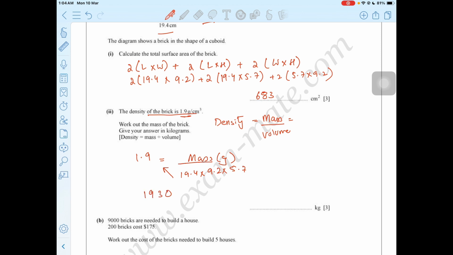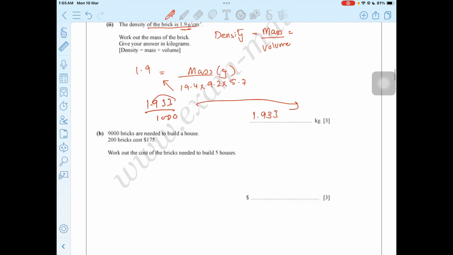1930, right? I guess this would be it. Let's just recheck this. So this would be 9.2, then this would be 5.7. Yeah, so this would be 1933, right? So this will be divided by 1000 because it's asking for our answer in kilograms. So this would be 1.933. Okay.